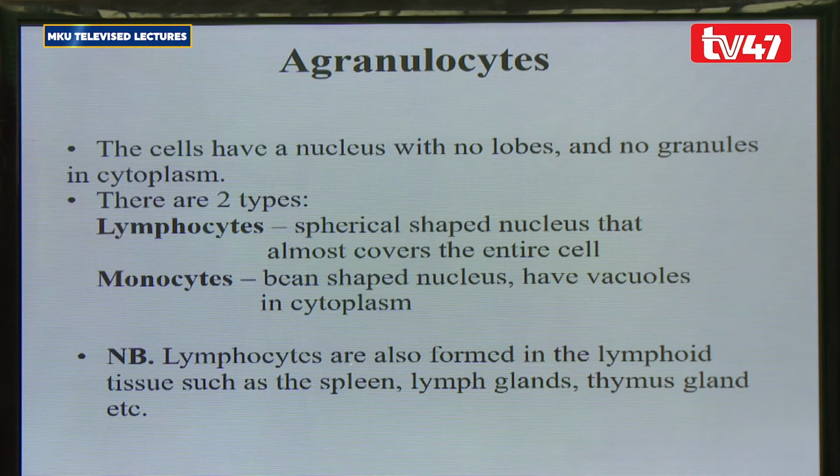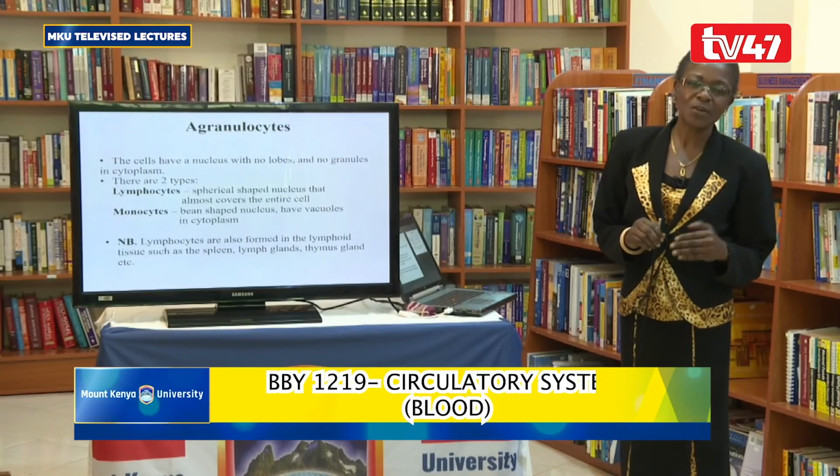For the white blood cells, therefore, unlike the red, we have different types of white blood cells. To start off with the agranulocytes, the white blood cells that don't have granules in the cytoplasm. These have a nucleus that doesn't have any lobes. They don't have granules in the cytoplasm. For the agranulocytes, we have two types, the lymphocytes and the monocytes.